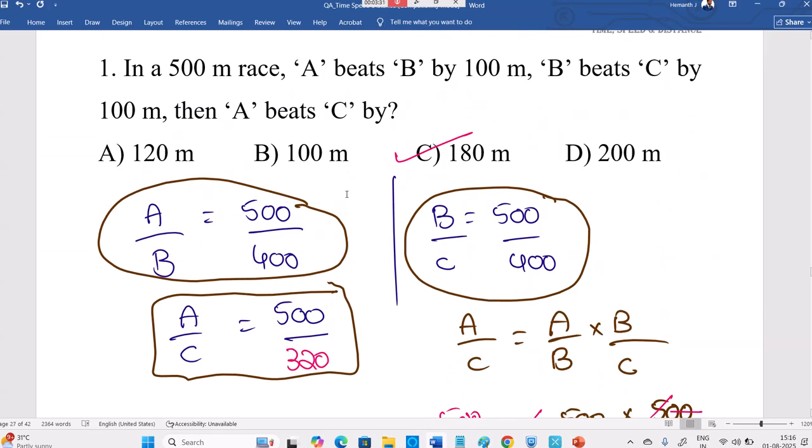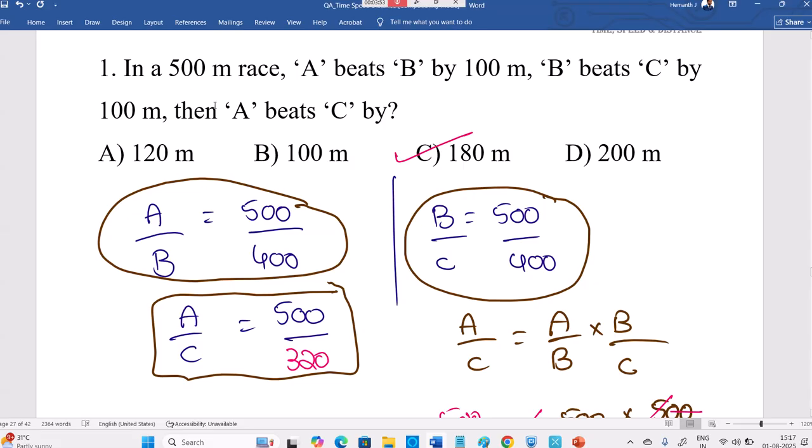The 500-meter race is common to every statement. Certain questions, what they'll give, no? For the first one, A beats B by something, for that race maybe 500. B beats C by something, for that race maybe 600. They may ask you for 1000 meters. They may change it every time, so you have to be alert. Is it common to everything, or is a different distance mentioned for each game?